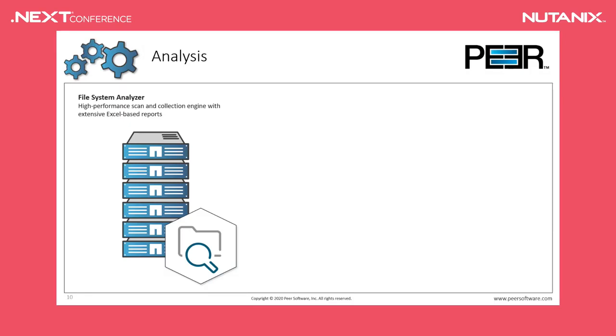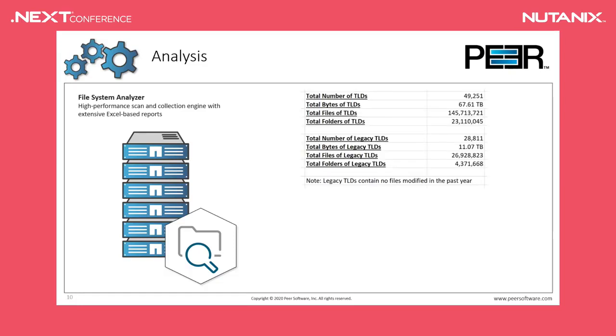It rolls up a bunch of metadata calculations, it does a bunch of analysis on that data, and then emails out some very extensive Excel-based reports into your inbox. There's 30 or 40 different data points and charts that we show in these reports. Some of my favorite ones to talk about are, obviously, we can tell you how many files, folders, and bytes are in your environment.